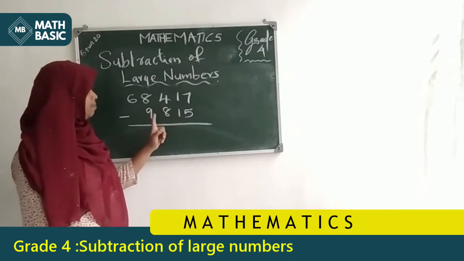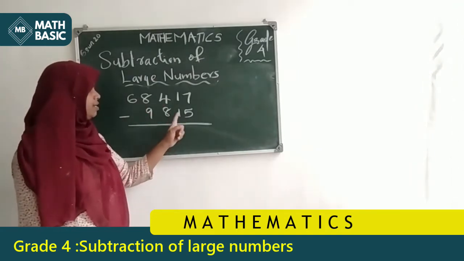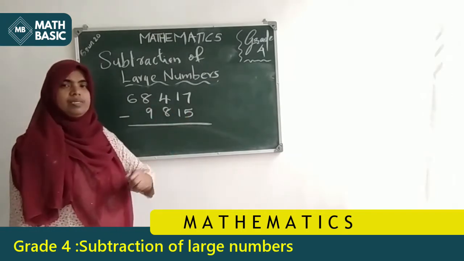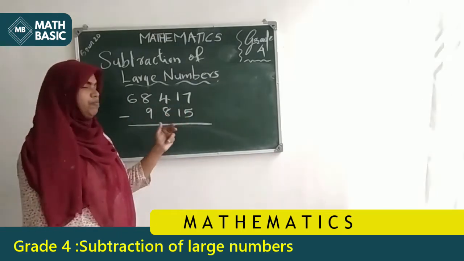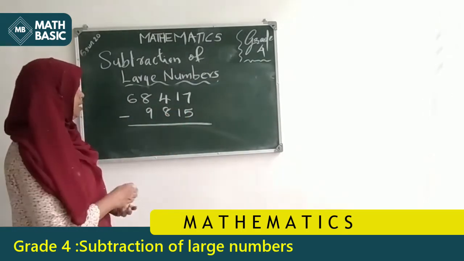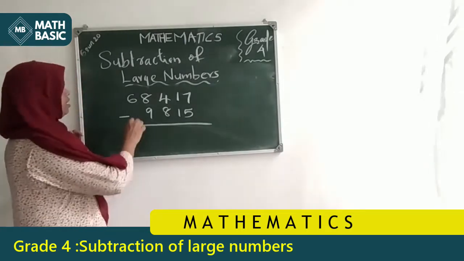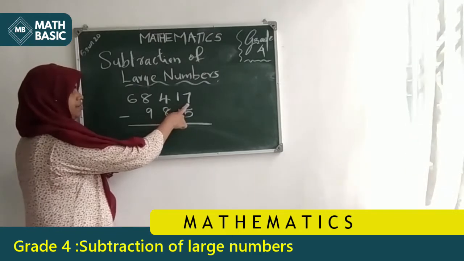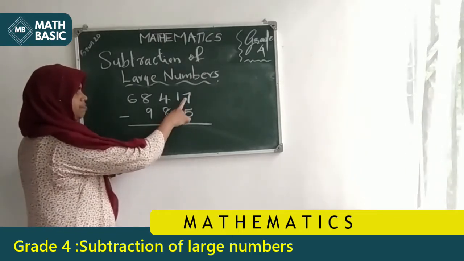Subtract 9,815 from 68,417. How can we subtract this number? See here, very easy. All the numbers are in place. The first number is 7, that is, 5 subtracted from 7.